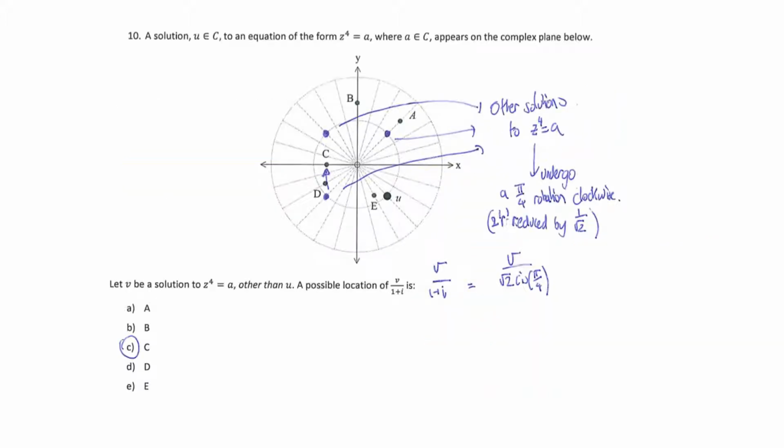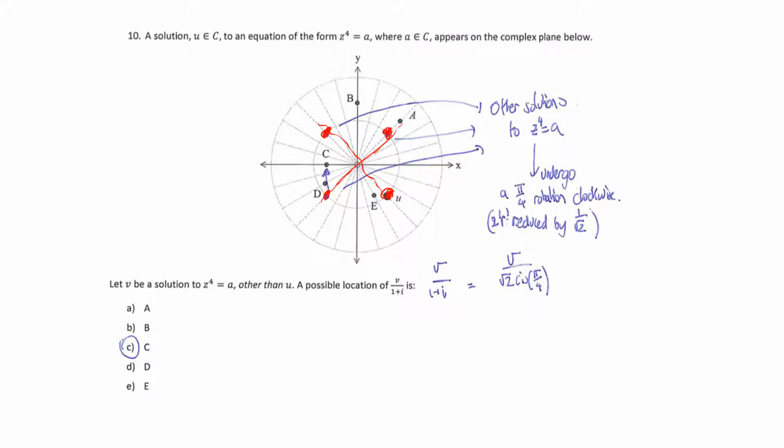Okay, a solution U to an equation of the form Z to the power of 4 is equal to A, where A is a complex number, appears in the complex plane. There it is. So let me just highlight that for you. It's of that classic form. That means there must be 4 solutions evenly spaced, in this case, power of 4, by 90 degrees. So here's another solution, here's another solution, and here are my 4 solutions. You can see they're separated by 90 degrees, each of those 4 solutions, U being one of them.